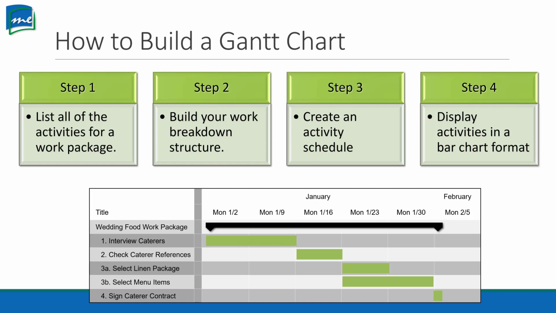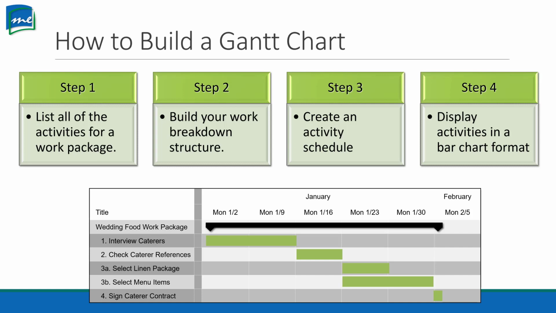So this is building a Gantt chart. Hopefully you've all seen this. Sometimes it's called a waterfall chart. So we list all the activities for a work package. You remember all the other ones from the last slide? Well, we're going to put them into a time frame here based on how long each one takes. So we're going to build our work breakdown structure. So that was that last slide.